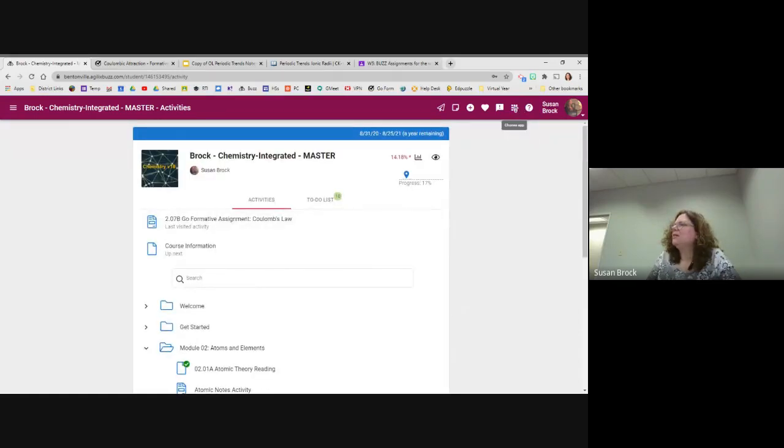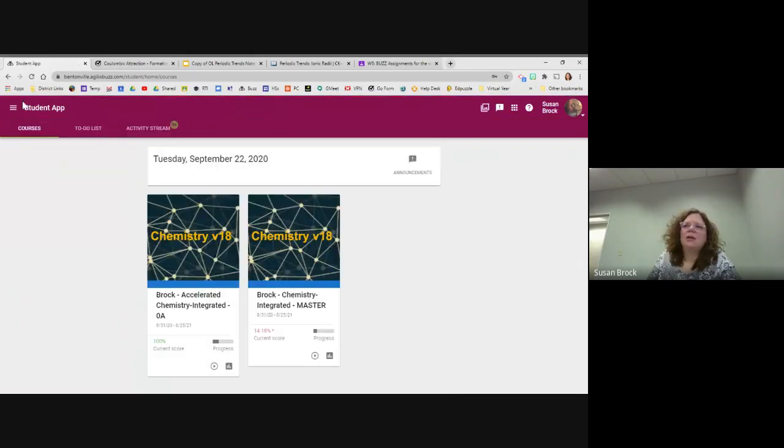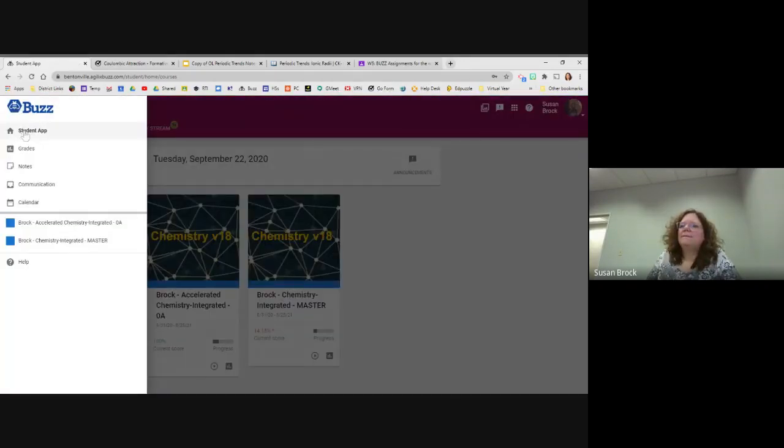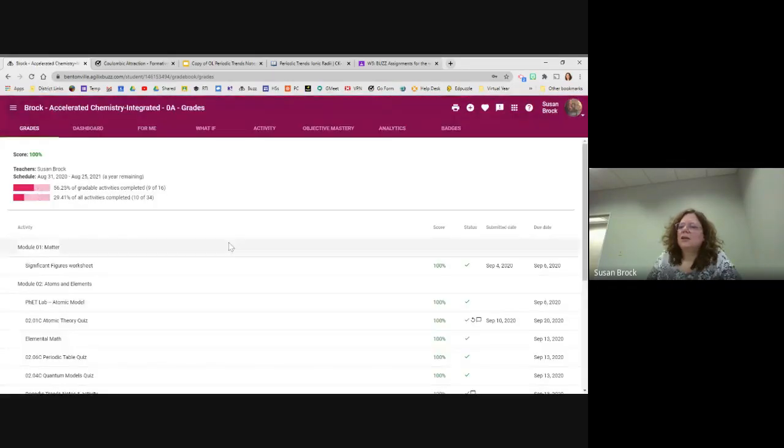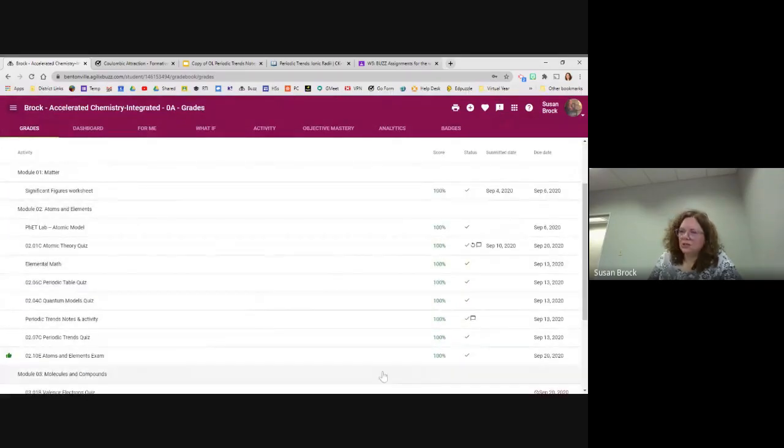Let's see, what am I in? Am I in the teacher or student app? All right. Okay. If I go to my grades, when you go to your grades, you'll see what I've graded here, or what Buzz has graded, because sometimes if you just have a multiple choice, it automatically grades it, right? Buzz does a lot with icons. So if you go to your grades, here are your grades. Here's the status. The check mark means you've done it or looked at it at least.